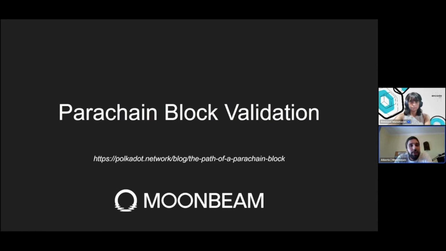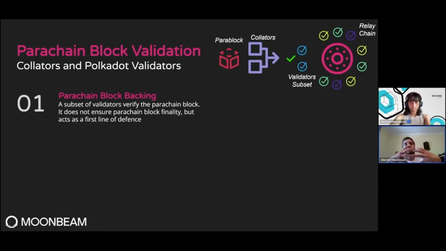And so for a parachain block, there is a relationship between parachain collators, which are the block producers in the parachains, and Polkadot validators, which are the validators that help secure Polkadot and all the parallel blockchains within Polkadot. The parachain block validation can be divided at a high level, right? This is not going into technical terminology, and it's probably not 100% correct, but it's a high-level explanation. It has 3 main steps: block backing, block inclusion, and block finalization, okay?